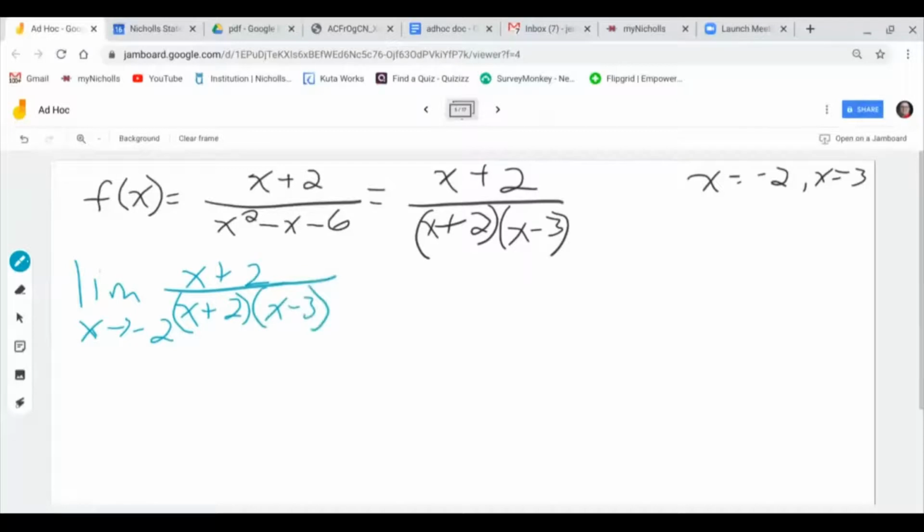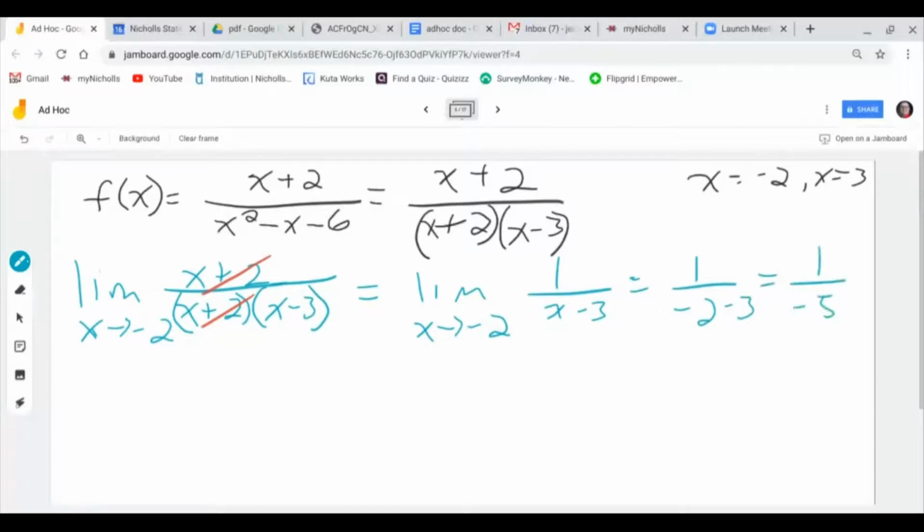And so we can't plug in the -2 there because that denominator is going to go to 0, but we can reduce. But boom, x plus 2 and x plus 2. And so what we're left with after that is the limit as x approaches -2 of 1 divided by x minus 3. That we can work with. It's a rational function. It's an equivalent function of what we started with. And we can actually plug in the -2 there. And so this is going to give me 1 over -2 minus 3, which is 1 over -5.